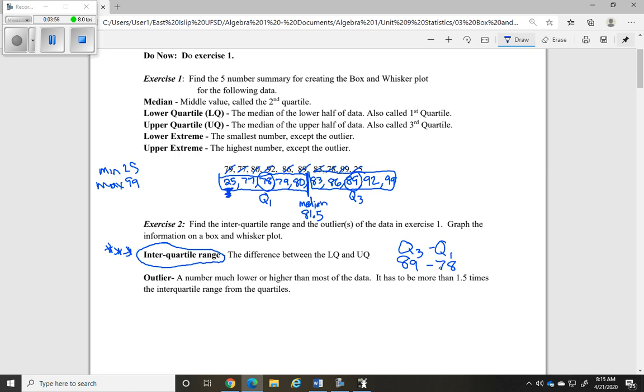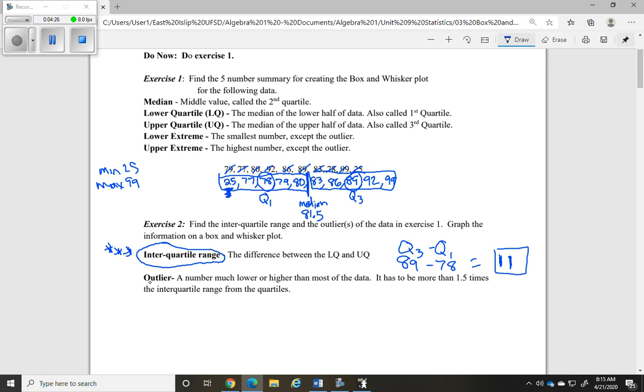And it makes sense to me that it's called the interquartile range. You know that the range is just the highest number minus the lowest number. So the range of this data would be 99 minus 25. An interquartile range is the upper quartile minus the lower quartile. So we wind up getting that the interquartile range is 11. There will be questions on tests about what is the interquartile range.